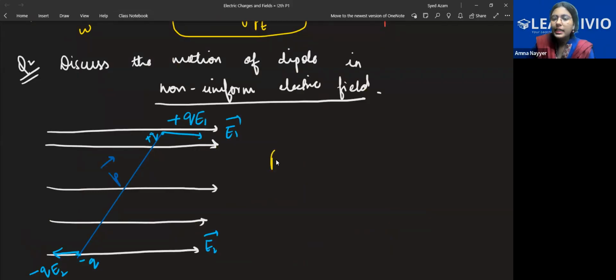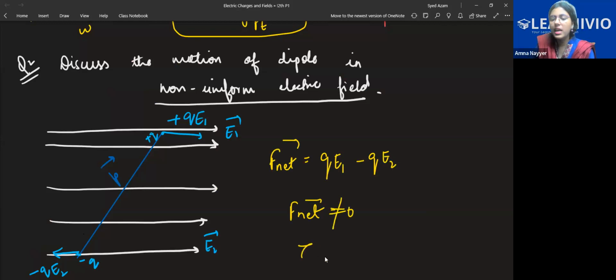Now look, when we are calculating the net force over here, this will be QE1. This will be minus QE2. This won't get cancelled. And look, F net will not be equal to 0 this time. And torque was already not equal to 0. So net force is not 0 means the dipole will also translate. So this is how the dipole behaves when it is put in the non-uniform electric field, because the net force is not getting cancelled.